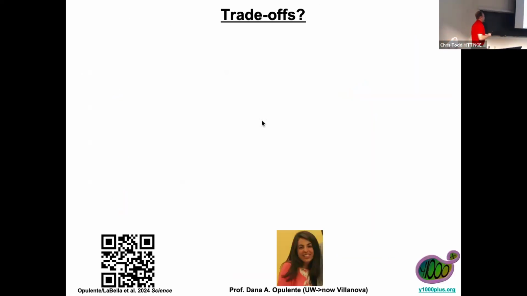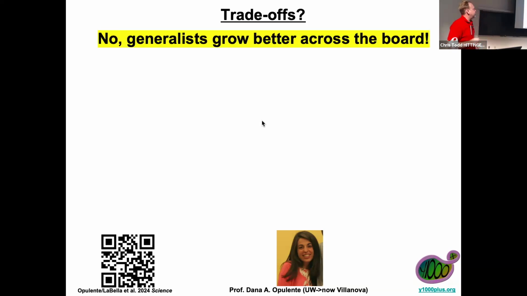Okay, so one of the classic questions that we wanted to address in this framing of generalism versus specialism is whether there would be trade-offs in the data set, right? So this is the classic idea that the jack of all trades is the master of none. In other words, we might expect that specialists will grow better on carbon sources where they're specialized. We tested this idea in two ways with our data that I'm going to show you, but the punchline is that no, generalists grew better across the board.